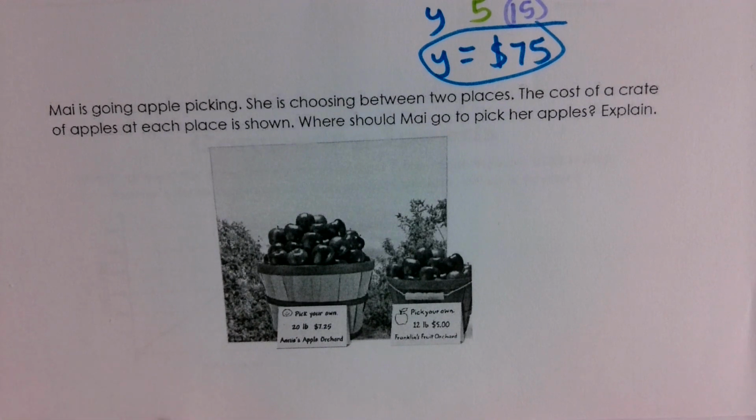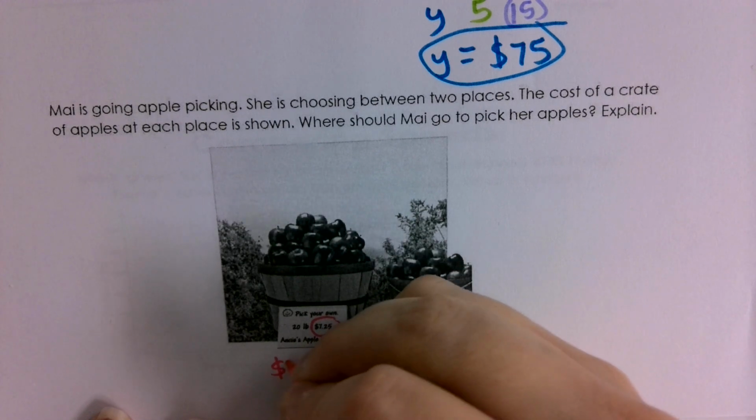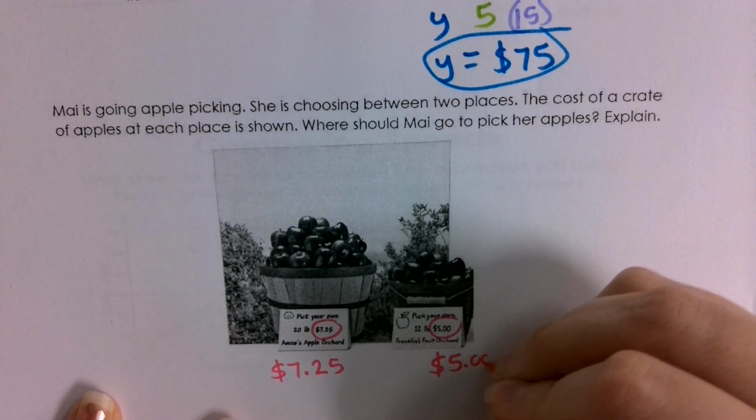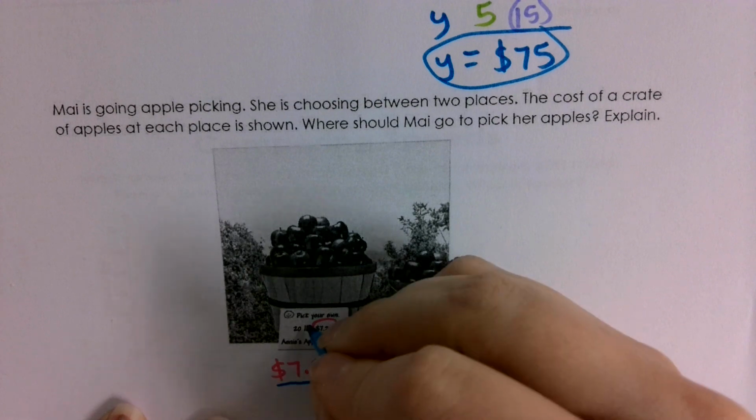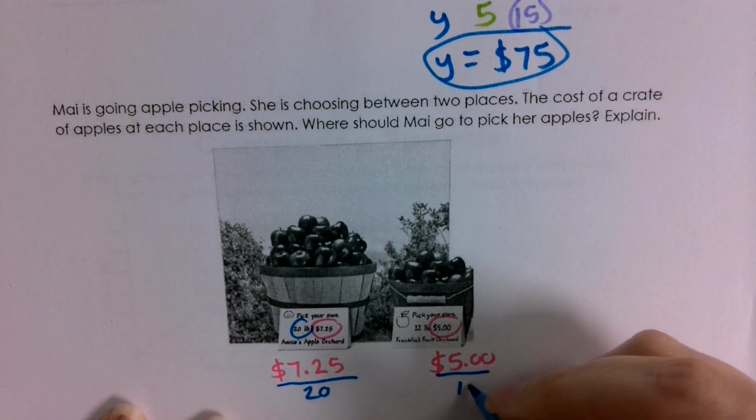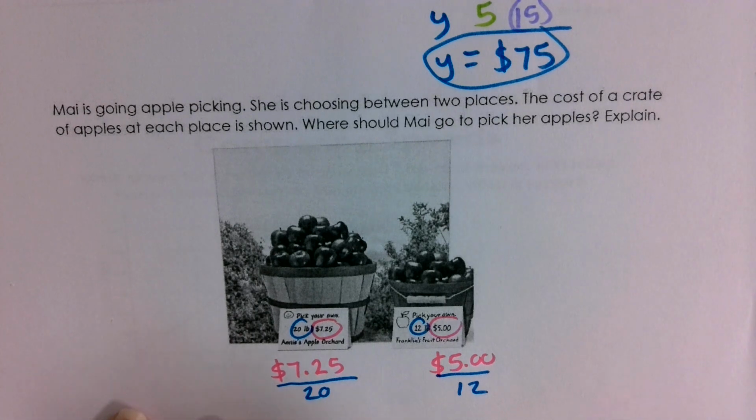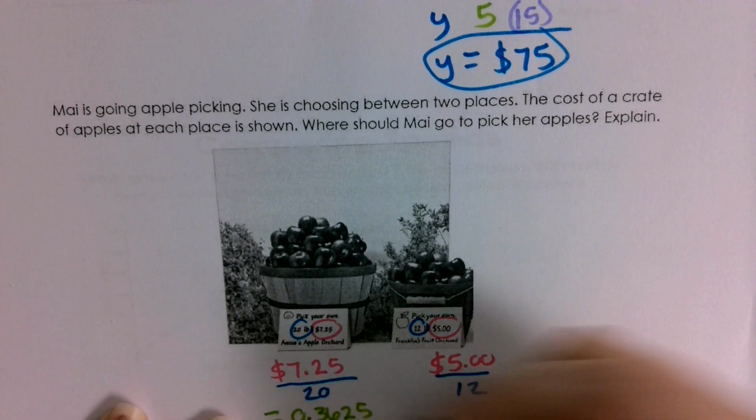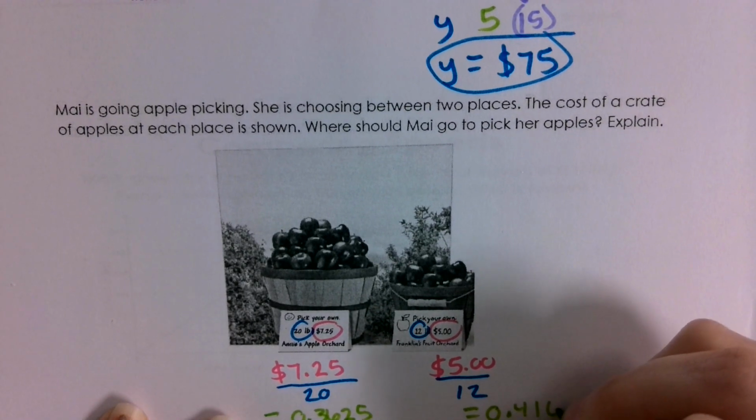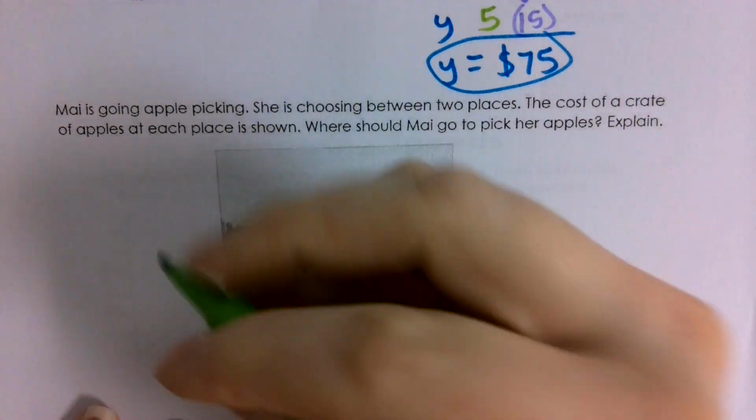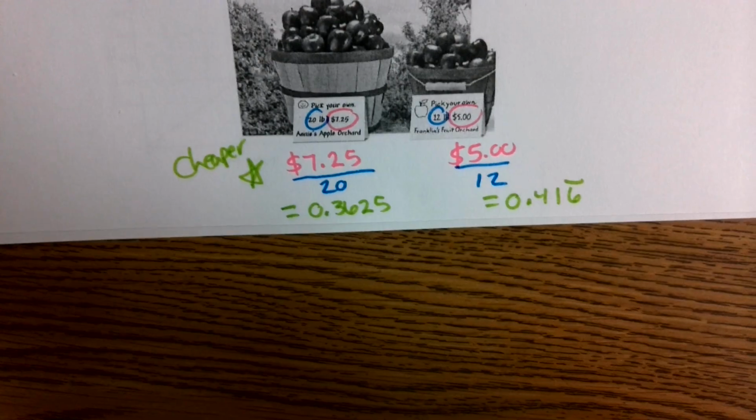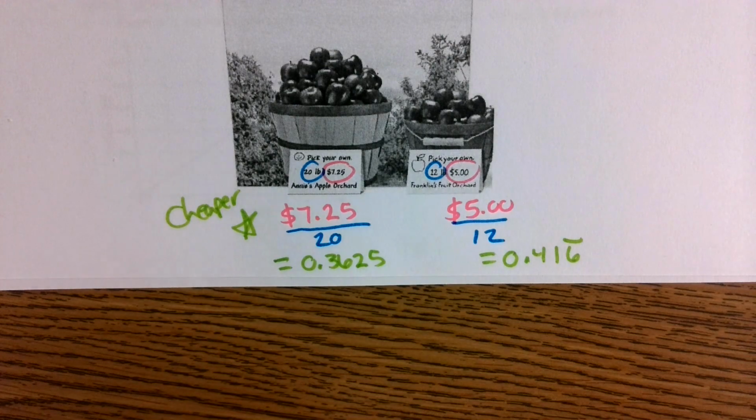Remember, we talked about unit price before. All you want to do is take your cost, $7.25, or in this case, $5, and put it over your size. So we can put it over 20, or in this one, we put it over 12, and we want to see which one's going to come out cheaper. In this case, this is going to come out to 0.3625. This one's going to come out to 0.416, and the 6 is going to repeat. So this is the cheaper price. Okay? So knowing our unit rates, our unit prices, those are all the same kind of concept, same idea.